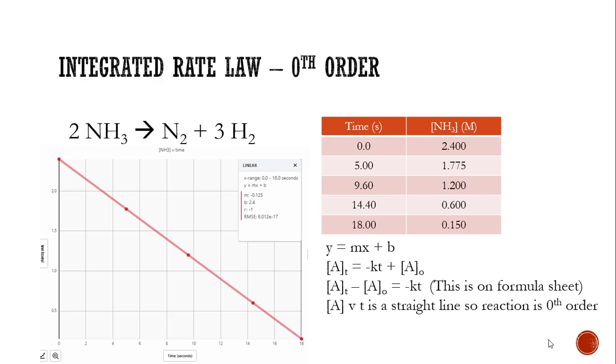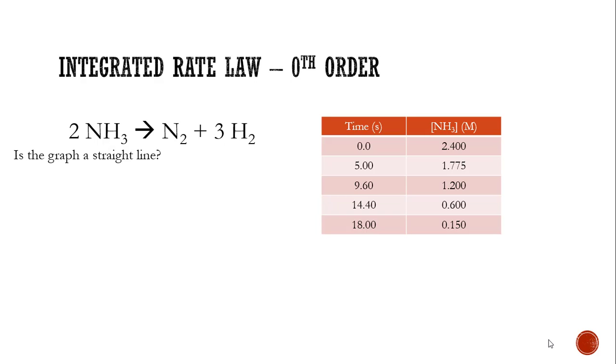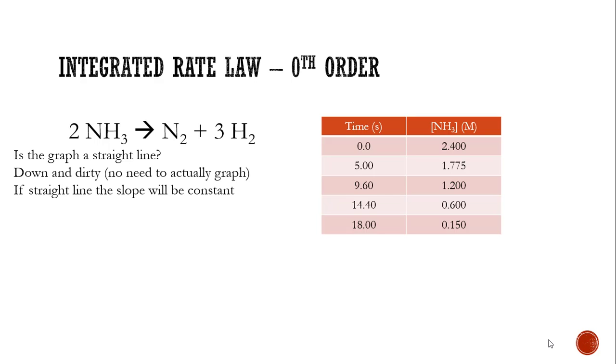Now here it's a straight line, so the reaction is zero order. And as we'll show, the half-life is not constant. Is the graph a straight line? Can you do this without having to graph it? And the answer is yes. It's the down and dirty. If you have a straight line, the slope will be constant. So pick 2 or 3 sets of points and calculate the slope.